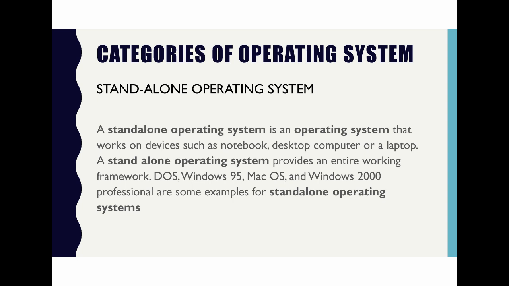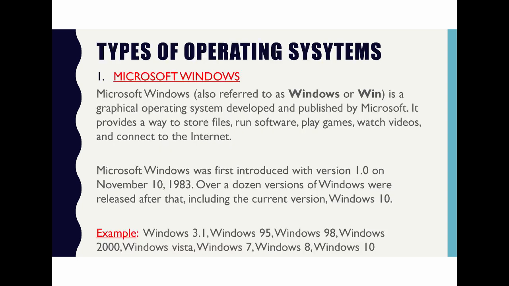Okay, now let us move further and study the types of operating systems that are available to us. First of them is Microsoft Windows. It's a very popular operating system which is widely used nowadays. On 90% of the systems around the world, Microsoft Windows is installed. In the mid 1980s, the first version of Microsoft Windows was launched, which provided a graphical user interface, or you could say a graphical operating system, developed and published by Microsoft. It provides a way to store files, run software, play games, watch videos, and connect to the internet.